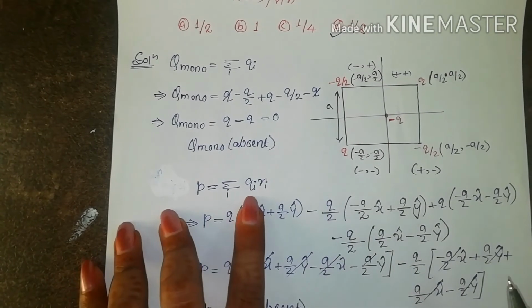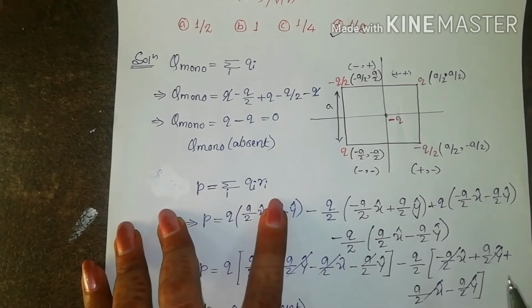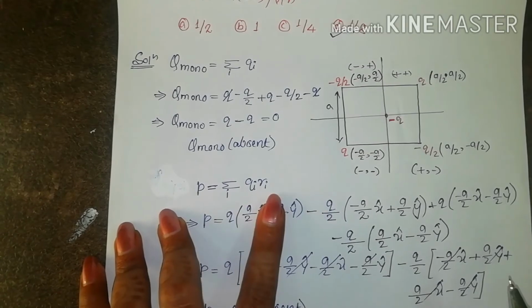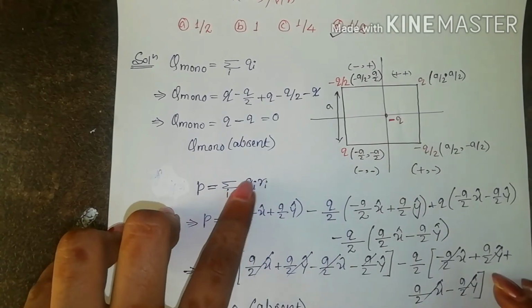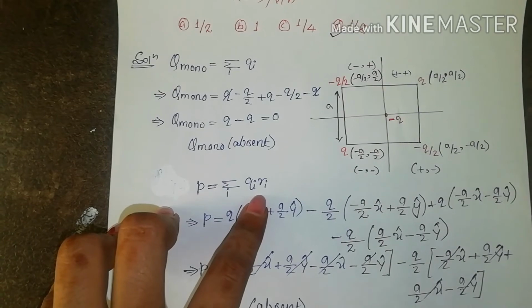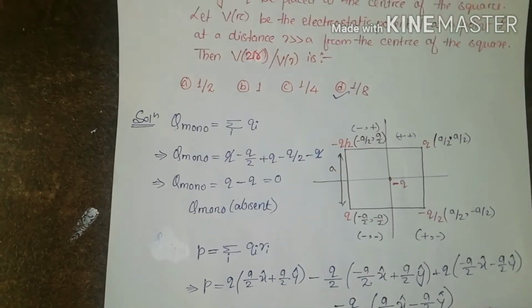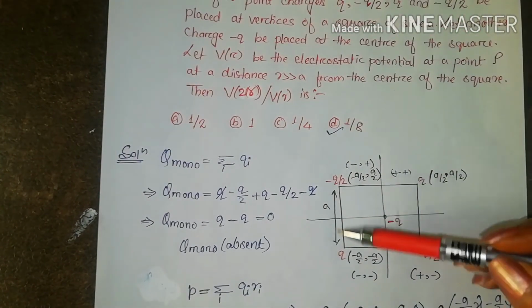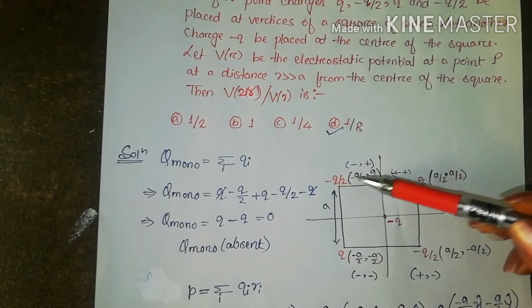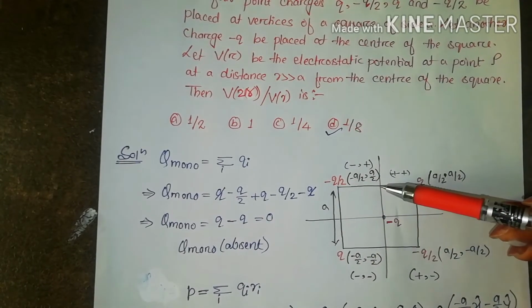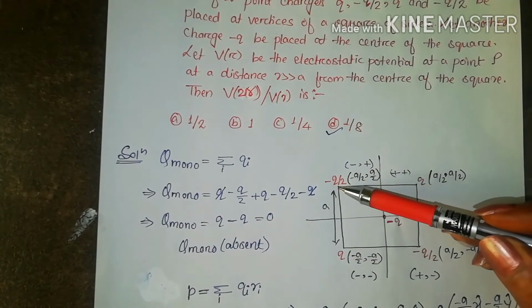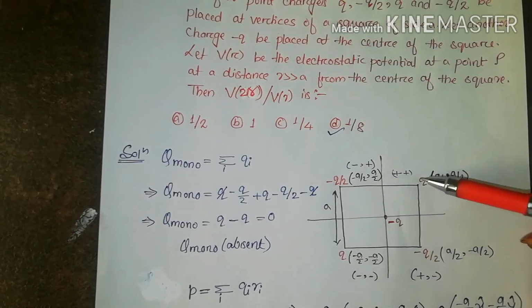So for dipole moment the formula is summation over i of Qi ri, that is the charge into the distance. Now what we will do, we can see this side is a. So from this center point to this point, this is how much? a by 2. So it will be a by 2.